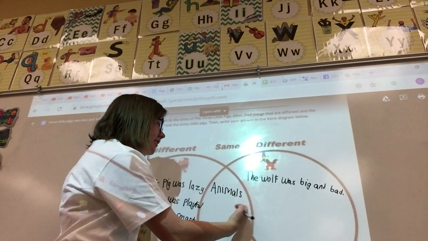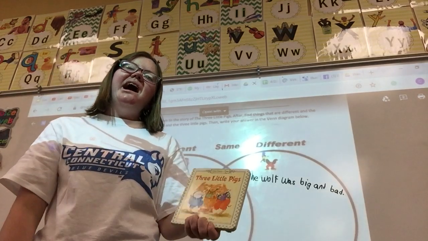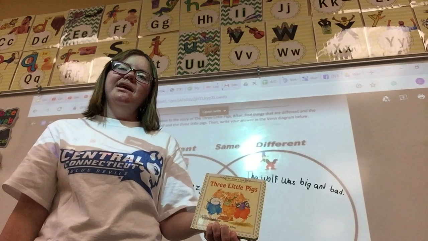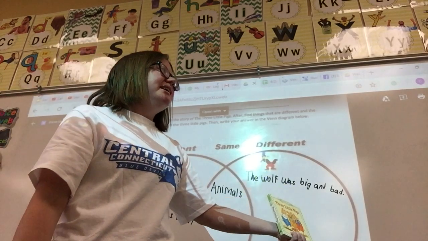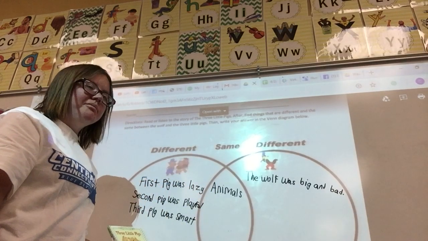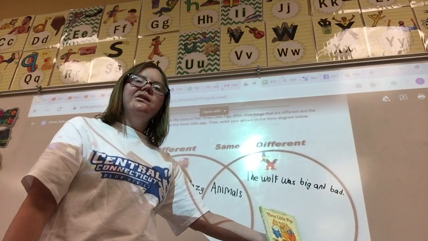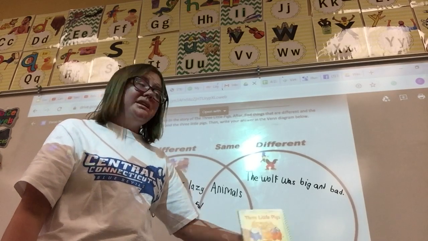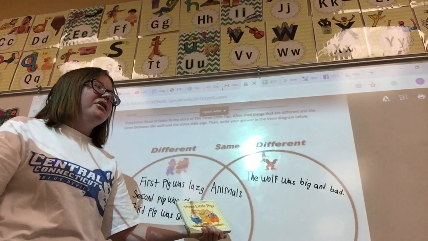So now, we've already done most of the work on this chart. For your exit ticket for today, I want you to think about one thing from the story that the pigs do and one thing that the wolf does. So what did the pigs do in the story? You're going to write a sentence about that. What did the wolf do in the story? You're going to write a sentence about that. And then, if you want a bonus, you could tell me another way that the pigs and the wolf are the same.